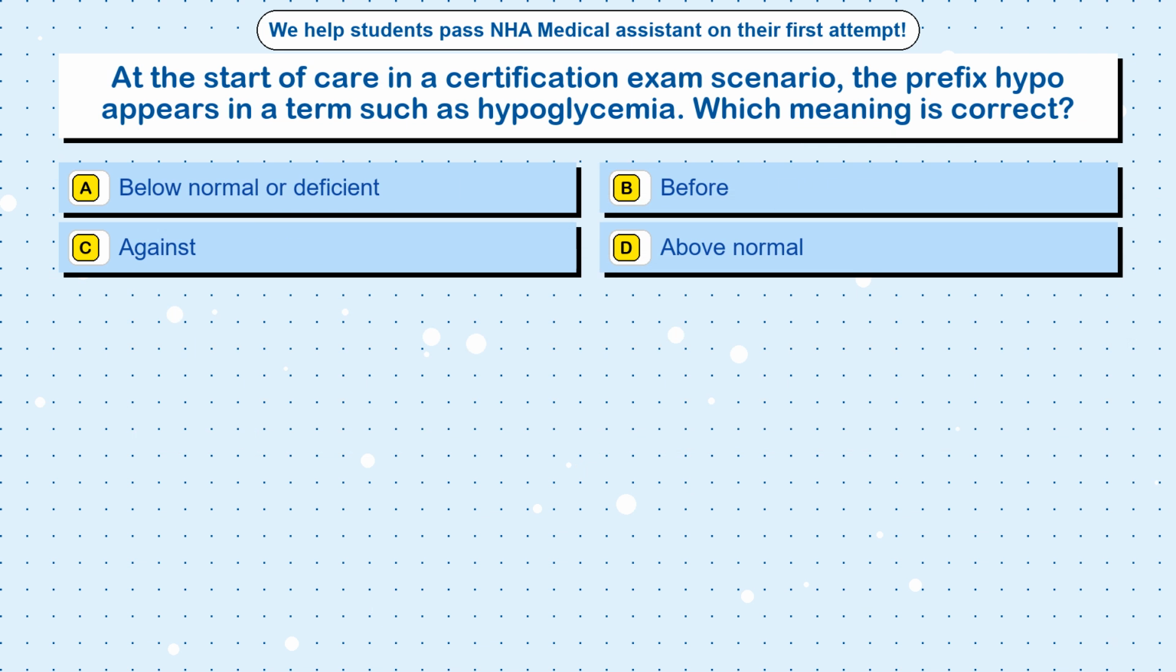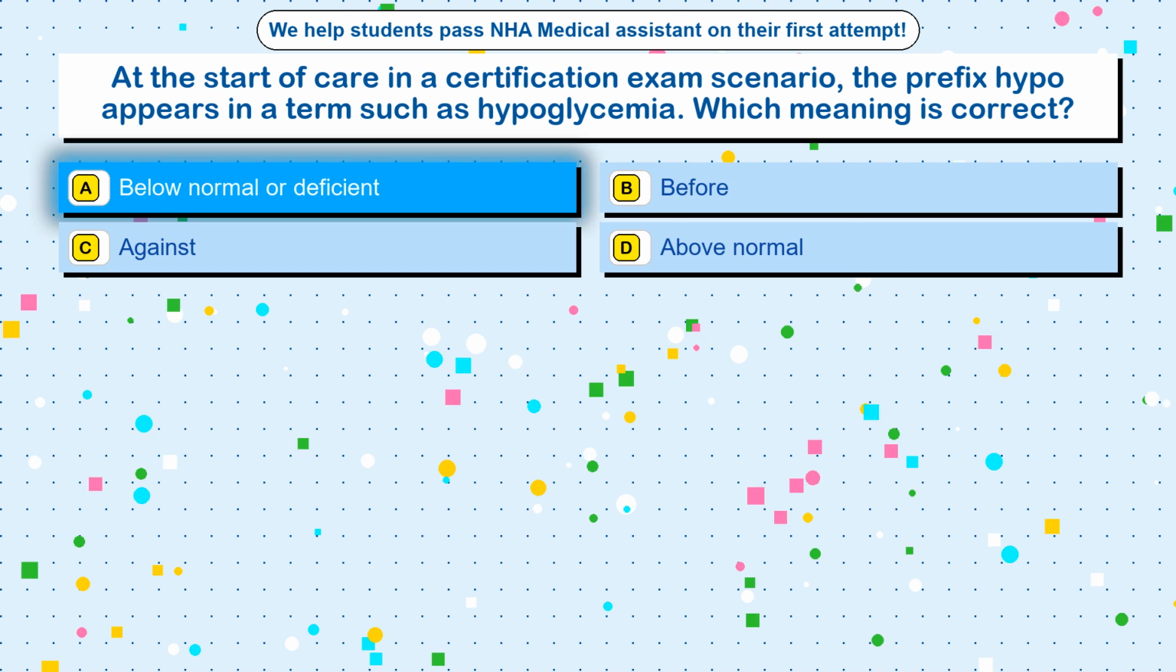Question 6. At the start of care in a certification exam scenario, the prefix hypo appears in a term such as hypoglycemia. Which meaning is correct? Option A. Below normal or deficient. Option B. Before. Option C. Against. Option D. Above normal.